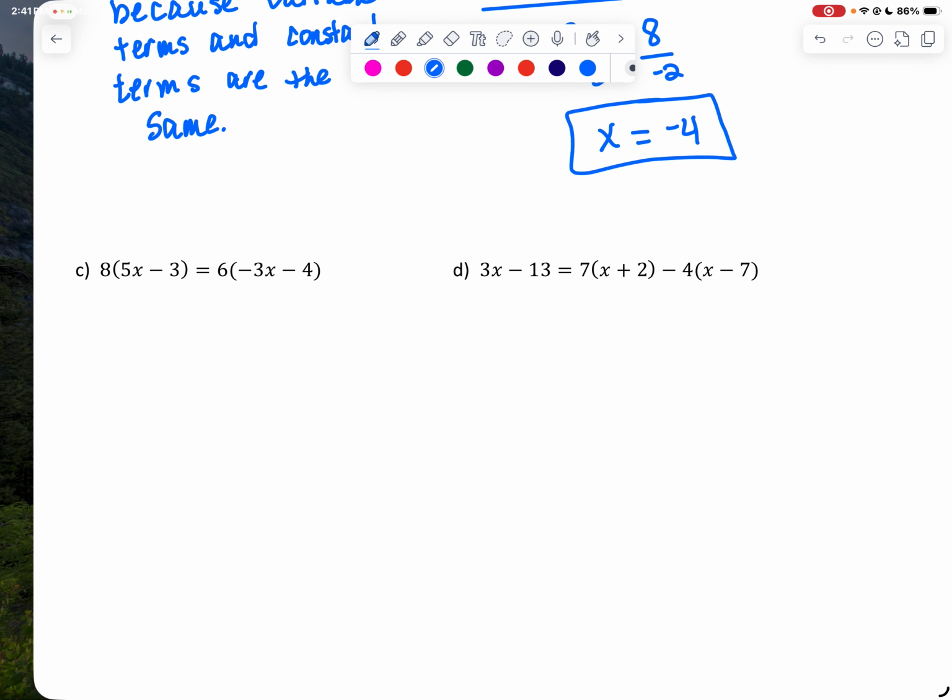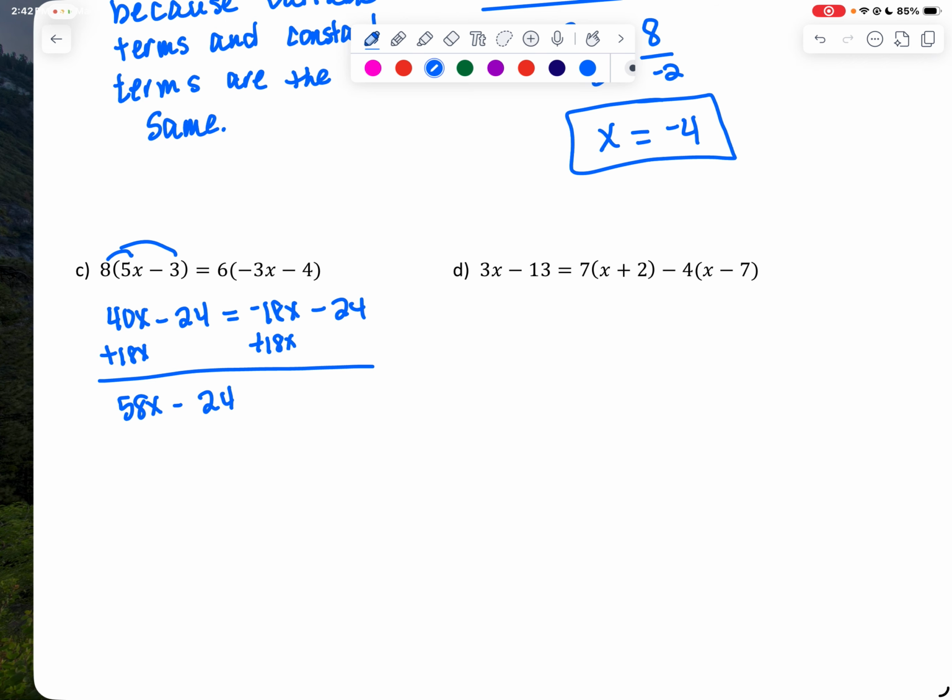All right, welcome back. Let's see how you did. All right, I began with distributing the 8 to get 40x minus 24. Then I distributed 6 to get negative 18x minus 24. Then I noticed that the variable terms were different, which meant I had to find the one solution. So I added 18x to give me 58x minus 24 equals negative 24. Then I added 24 to both sides.